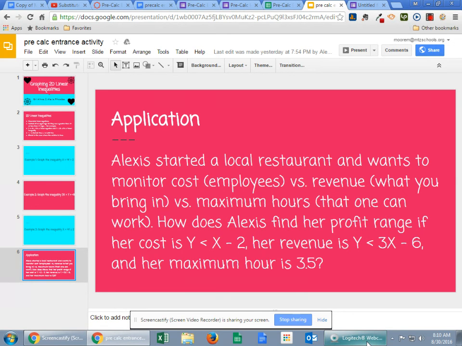Okay, so for the last one, we have our application. Alexis started a local restaurant and wants to monitor costs for the employees versus revenue, which is what you bring in, versus maximum hours that one can work. How does she find her profit range if her cost is y is less than x minus 2, her revenue is y is less than 3x minus 6, and her maximum hours is 3.5? So you start with your graph.